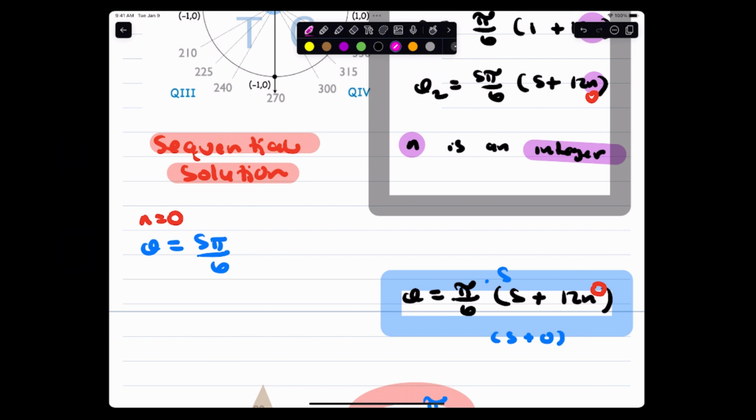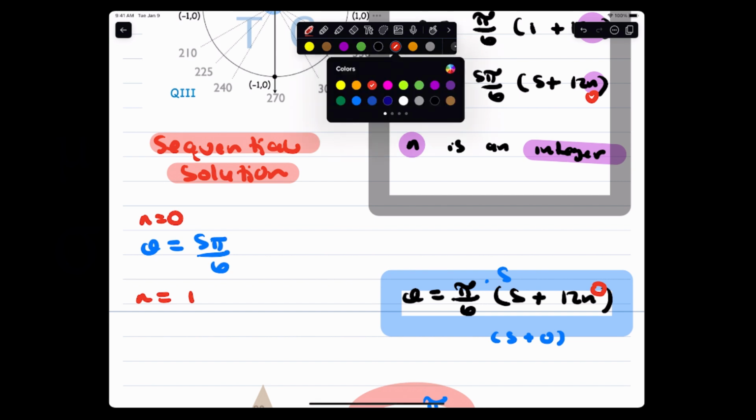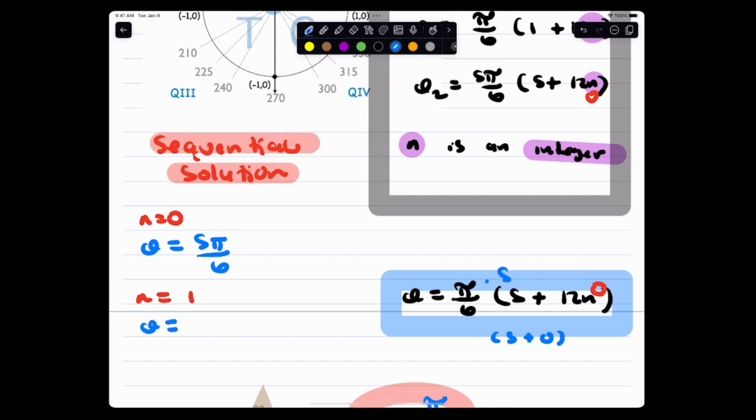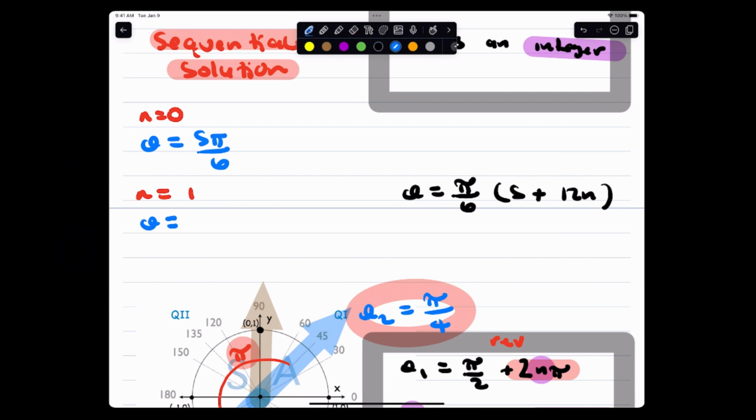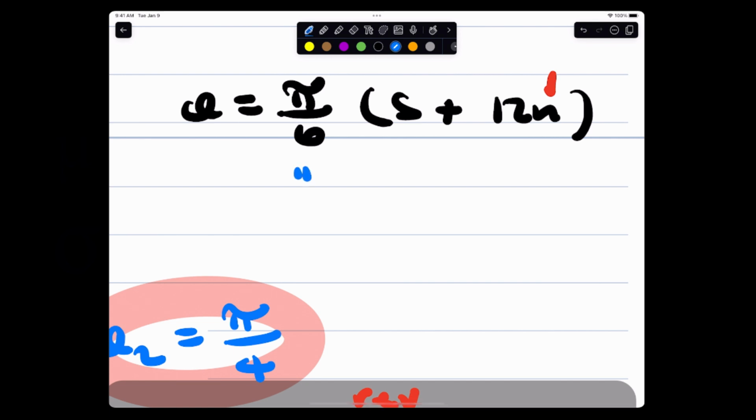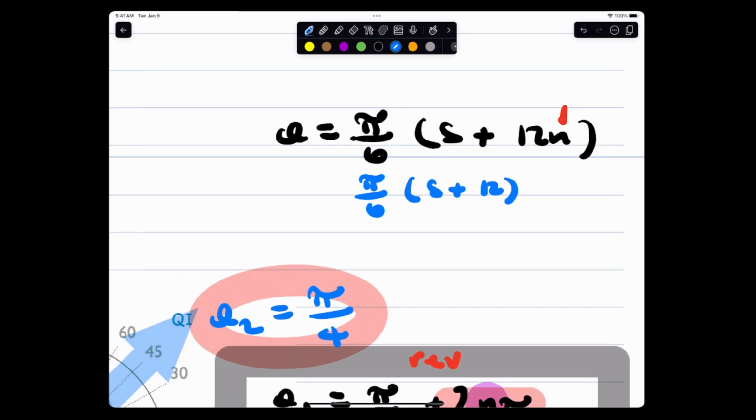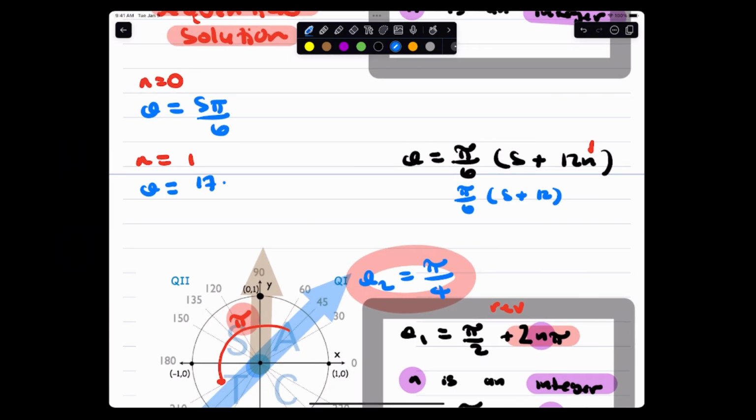And what happens if your n value now is 1? What would theta be when n is 1? Well, just replace n with 1. n is a nice integer. And then do your arithmetic. So what is your arithmetic here? 5 plus, what's 12 times 1? What's 5 plus 12? 17 pi over 6. Okay, you guys okay with the arithmetic?